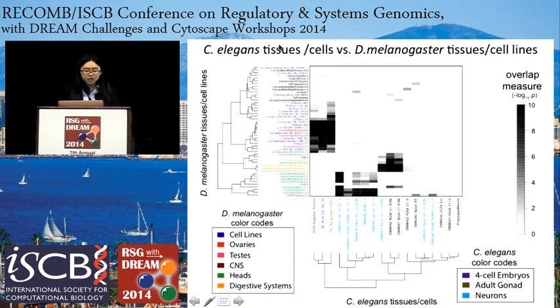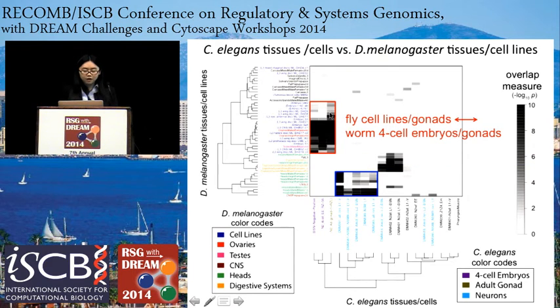By comparing the tissues and cells between the two species, we have a very interesting result. The first result is that the fly heads and fly CNS systems are matched to worm neurons. So this is very interesting. And moreover, there are fly cell lines and gonads matching to worm 4-cell embryos and gonads. This is what we expected.